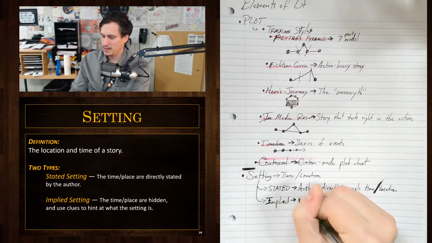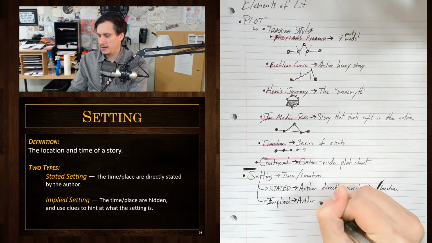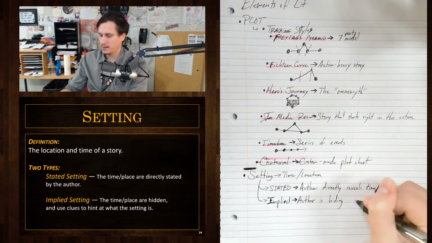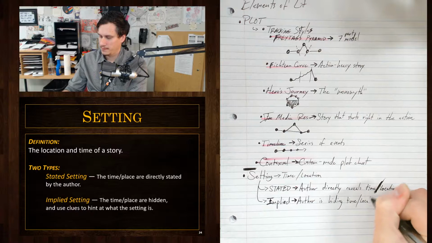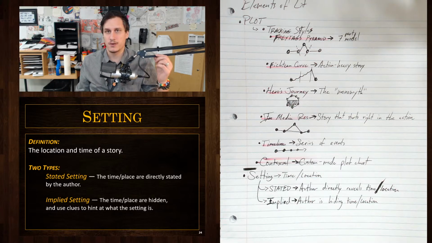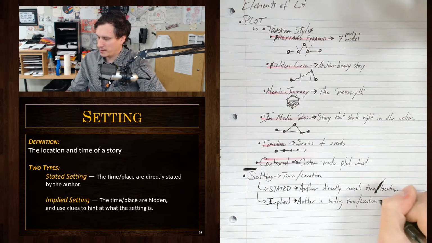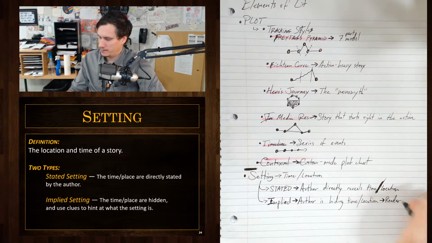This means that an author, for setting anyway, is hiding time and place. Or it's obscure, or like the setting of the story may not be easily revealed. This requires reader analysis.